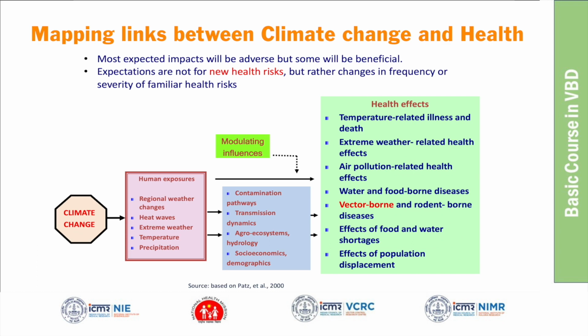And then when you look at the health effects, you will find diseases due to temperature-related illness and mortality. Extreme weather could also lead to health impacts on the human population. Air pollution, degradation of air quality, and suspended particulate matter can lead to respiratory infections. And of course there are water and waterborne diseases, especially after the monsoon and post-monsoon. All of these are linked to vector-borne infections, because water stagnation leads to vector breeding, and then it has an impact on food and water shortage. So all these things are interlinked.